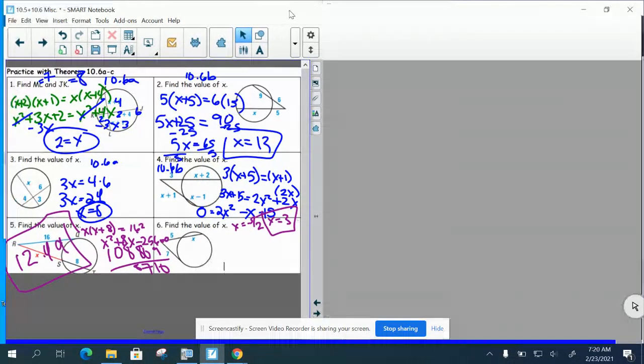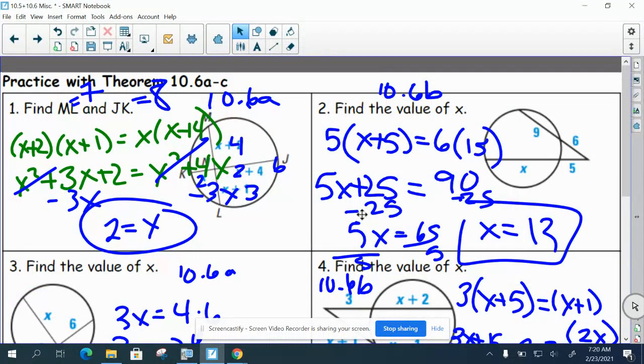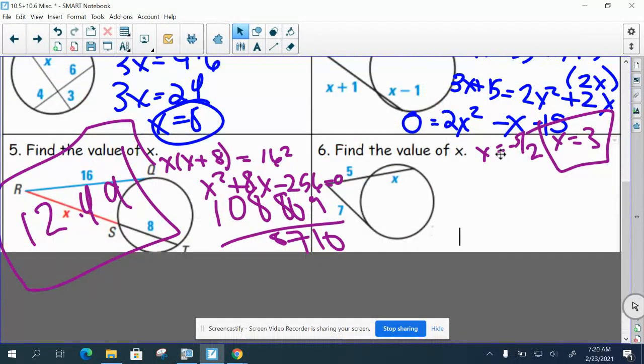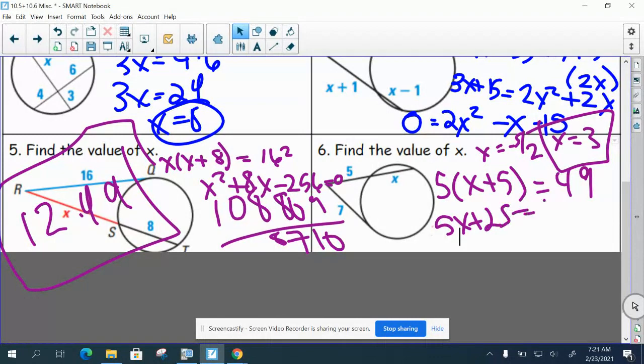Okay, and then last one here, which I promise does not involve the quadratic formula or quadratic equation. So find the value of x. So this is the same thing. We're going to do 5 times the whole thing, 5 plus x, or x plus 5, and then equals 7 squared, which is 49. Distribute the 5, you get 5x plus 25 equals 49. Subtract the 25 over, and you get 24 divided by 5, and you get 4.8.